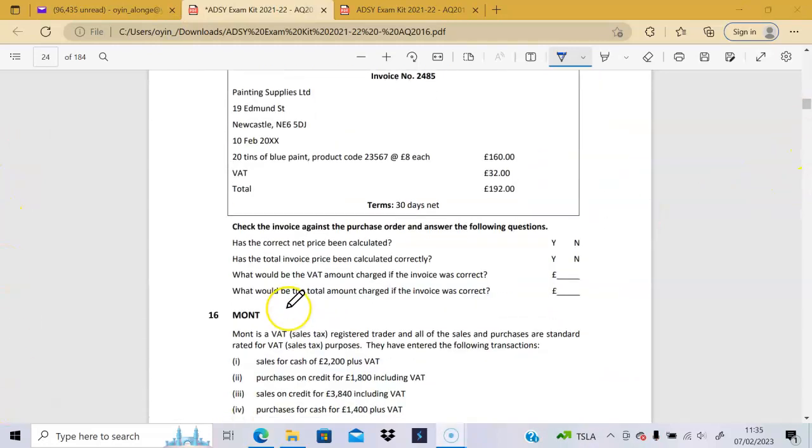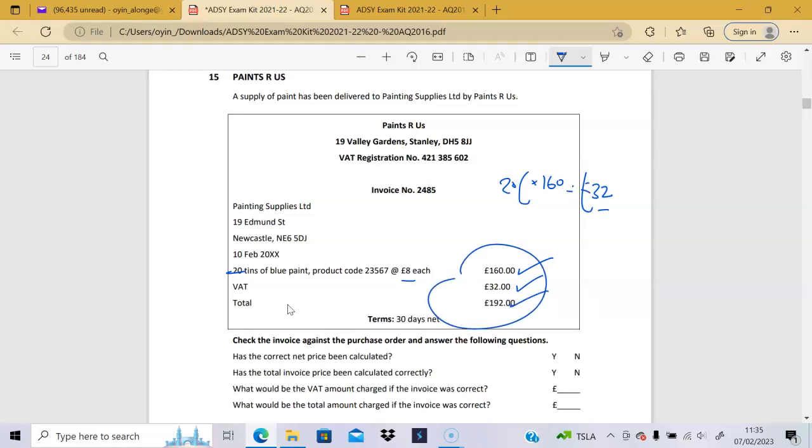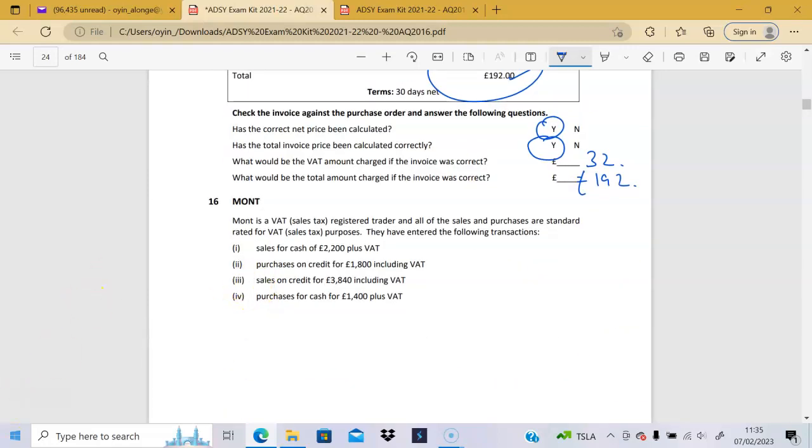Let's look at 15. With 15, what we have here is a similar scenario, but slightly different, where you have 20 times 8. So we have that, that's 160, not a problem. Test the VAT. 20% of 160 takes you to 32. So that's good. You add those two together, you do get 192. So has the correct net price been calculated? Yes. Total? Yes. VAT, 32, and the total 192. And so that's good. So this is all good in this question. That's question 15.